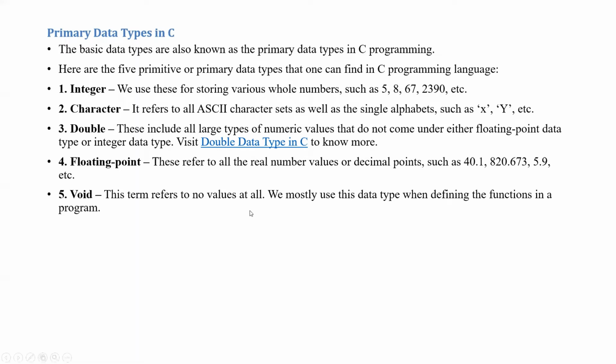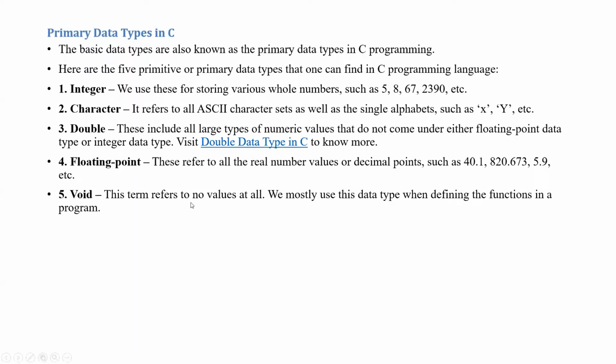And if the numeric data is defined with points, like 40.1, 820.673, 5.9, 6.0, then I can say that it is floating type of data. So numeric type of data may be categorized basically into 2 types only: integer data and floating data. Integer data is the numeric value without decimal points. Float or double is the numeric data with decimal points, which we call real data. Real data are also floating and double.